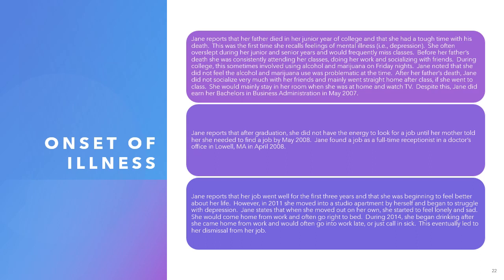During college, this sometimes involved using alcohol and marijuana on Friday nights. Jane noted that she did not feel the alcohol and marijuana use was problematic at the time. After her father's death, Jane did not socialize very much with her friends and mainly went straight home after class, if she went to class. She would mainly stay in her room when she was at home and watch TV.